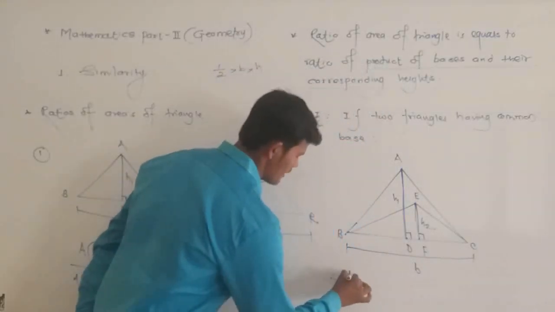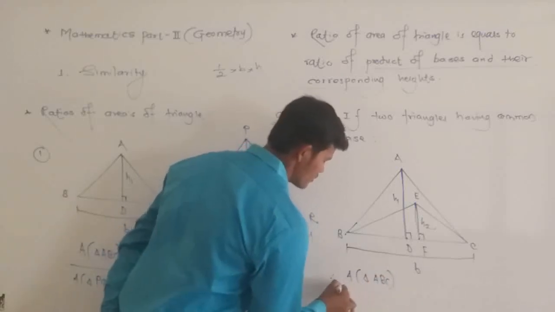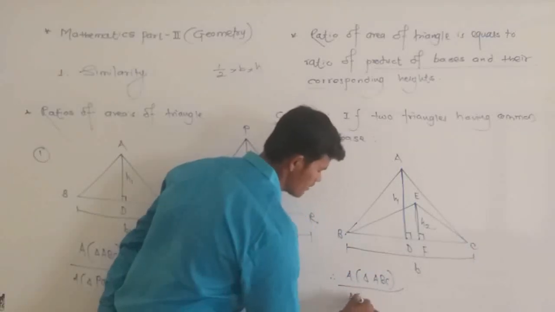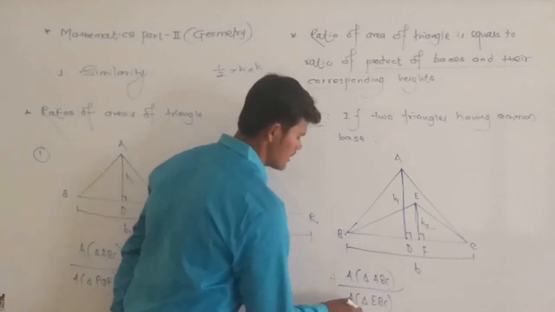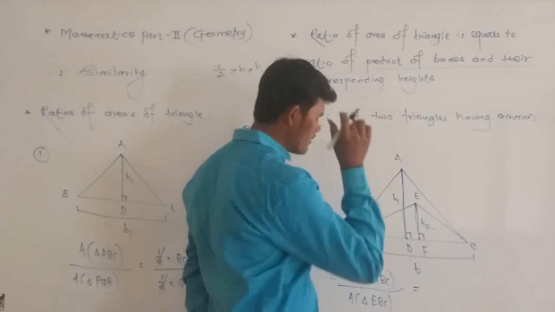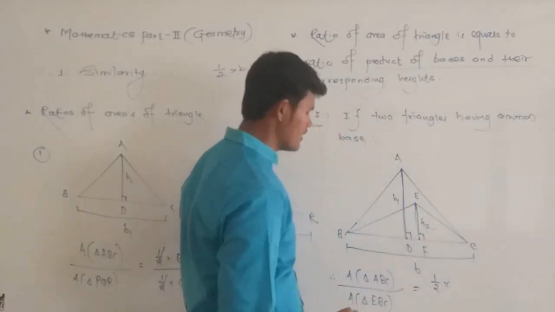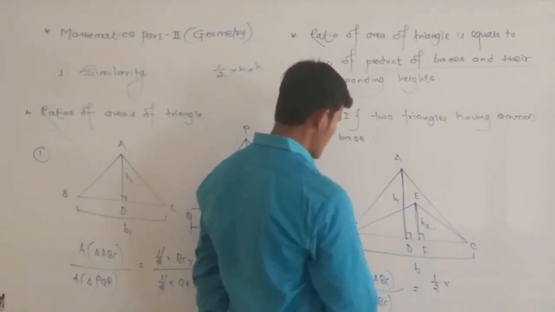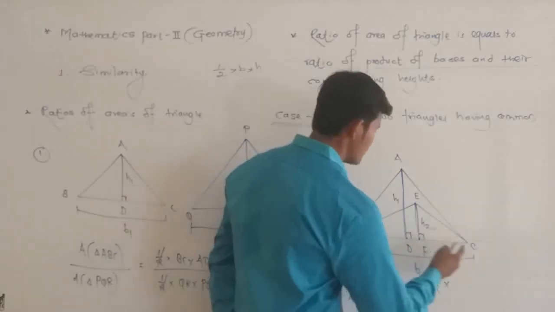So area of triangle ABC to area of triangle EBC, the ratio of the areas of both the triangles, is equal to... How to find the area of a triangle? The area of a triangle can be calculated as half into base into height. So for triangle ABC, which one is the base? For triangle ABC, AD is the height and it is drawn on the segment BC.